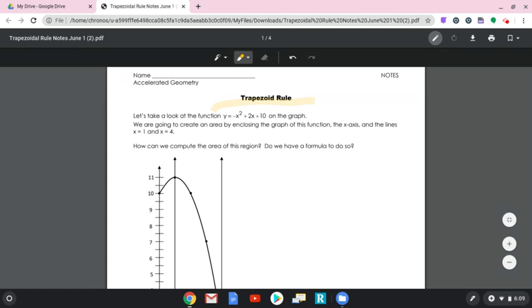Today we're going to utilize the trapezoid rule to help us estimate the area under a curve. So let's take a look at the function y equals negative x squared plus 2x plus 10 on the graph. We are going to create an area by enclosing the graph of this function, the x-axis, and the lines x equals 1 and x equals 4. How can we compute the area of this region? Do we have a formula? Well, our whole goal today is going to be deriving a formula.